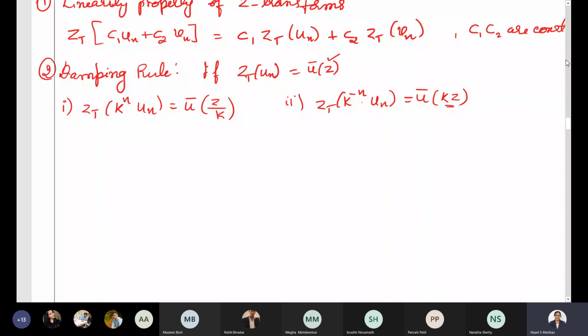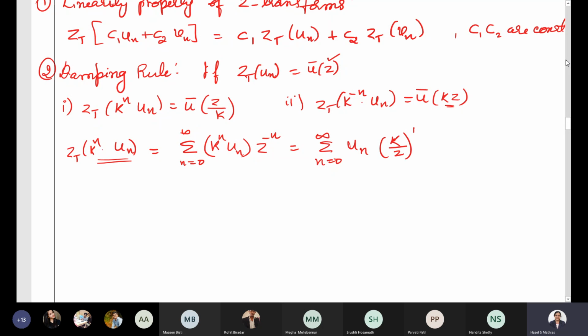Okay, so now we can prove that also. Let's discuss about that. Z transform of K power n into Un. Let's apply the formula of Z transform. According to Z transform, we have summation n equal to 0 to infinity. Here the function is K power n into Un, so it will be K power n into Un into Z power minus n. So this I can write as summation n equal to 0 to infinity Un into K by Z whole power n. So I can write it as U bar of Z by K, because if this series converges, it will be a function of Z, and here we have the K term, that's why it becomes U bar of Z by K. Therefore, Z transform of K power n into Un is U bar of Z by K.